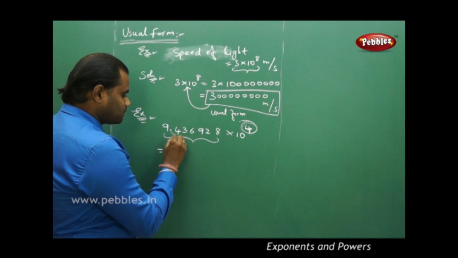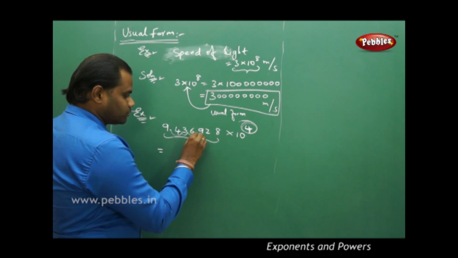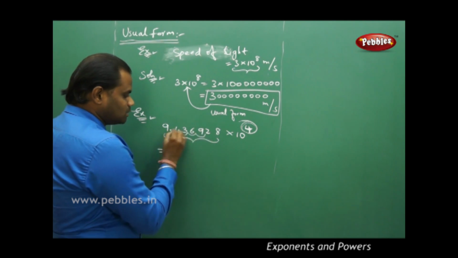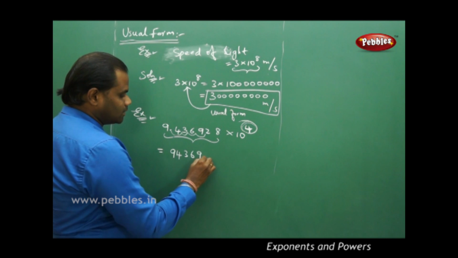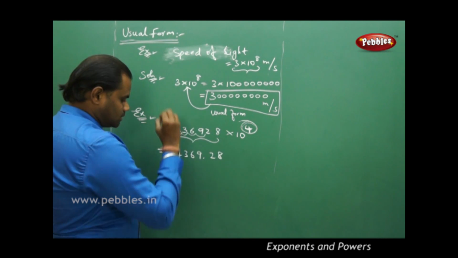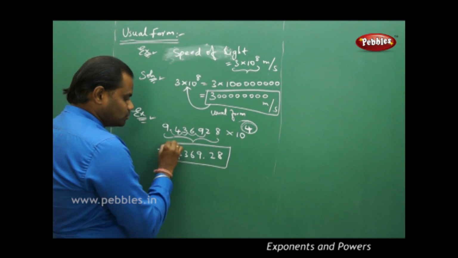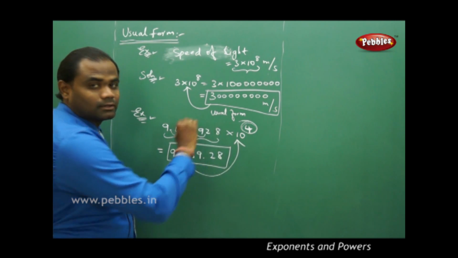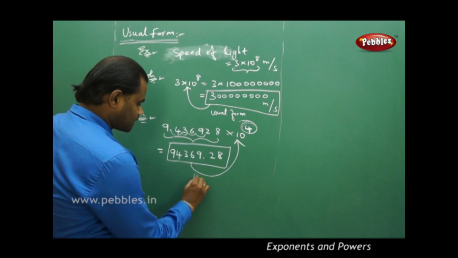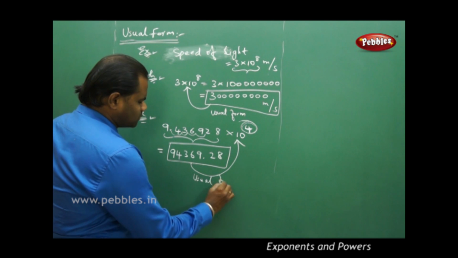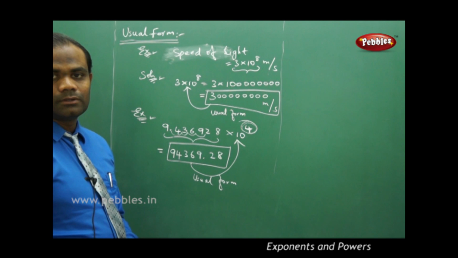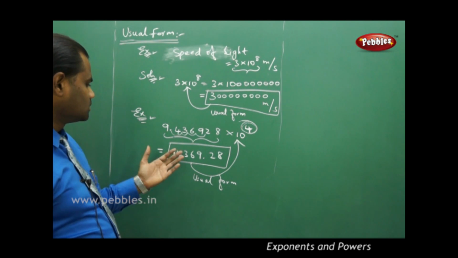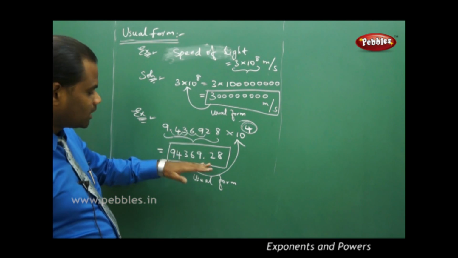So this would be jumping 1, 2, 3, 4. So the decimal moves here so that I get 94369.28, which is called the usual form of the given standard form. So it is very easy to convert the standard form to the usual form and the usual form to the standard form.